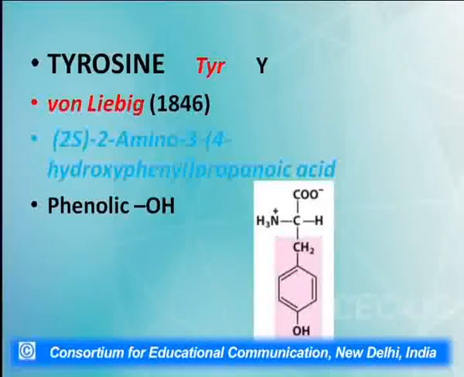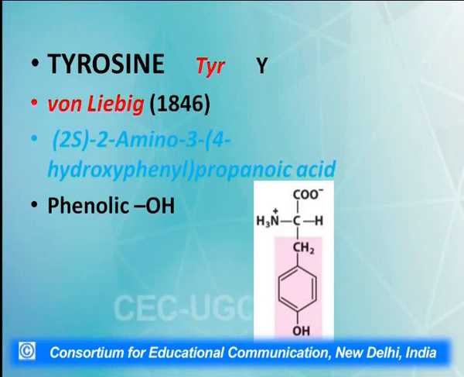The next amino acid is tyrosine. The 3-letter abbreviation for tyrosine is TYR, and it is represented by the letter Y. It was isolated by von Liebig in 1846, and we know von Liebig is the father of biochemistry.